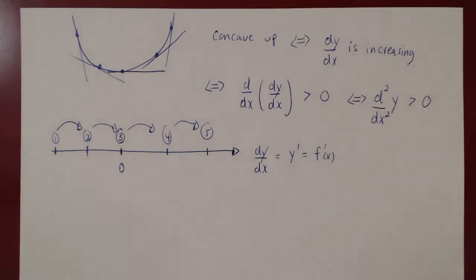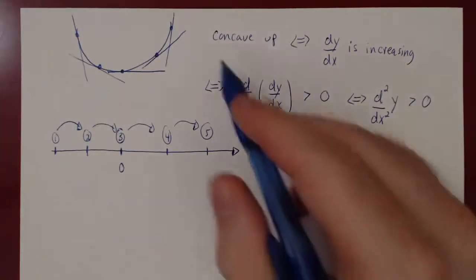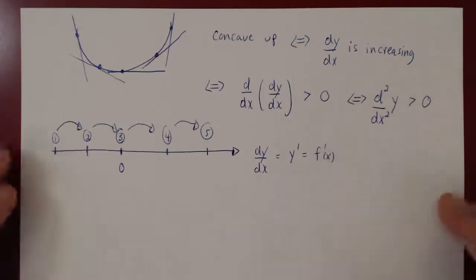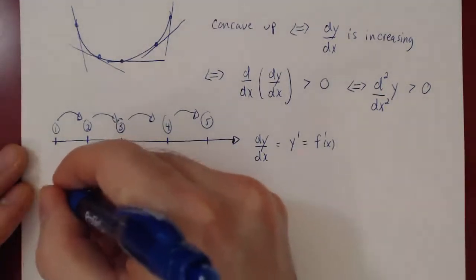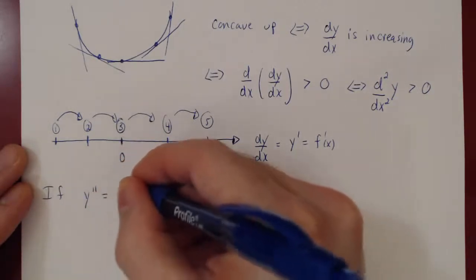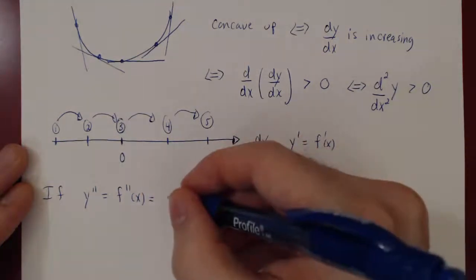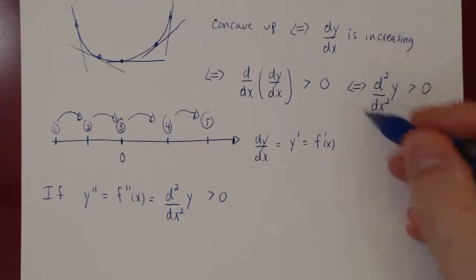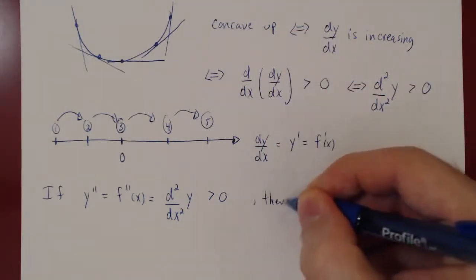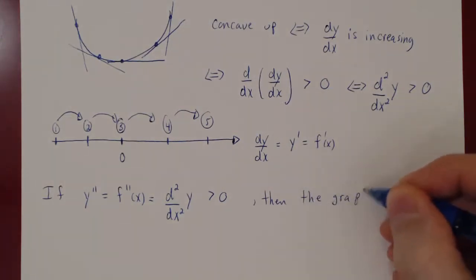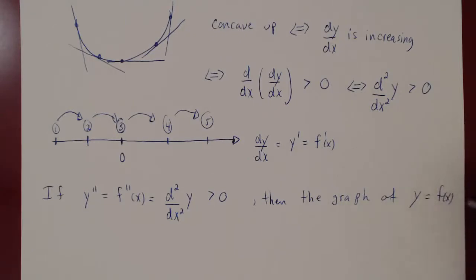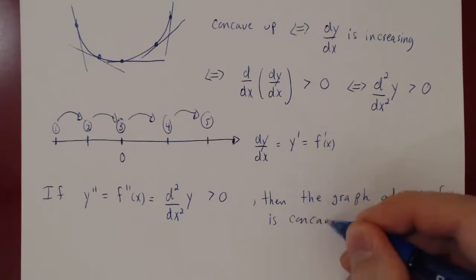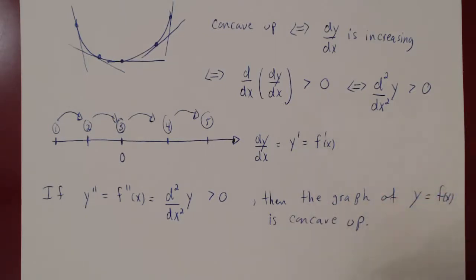And that's it. You see that now, if the second derivative of a function is positive, the curve has to be concave up. So concavity, at least concave up, is given by the second derivative. So if y double prime, which is the same as f double prime of x, which is the same as d squared over dx squared of y, is positive, the curve is concave up. And you see then that the second derivative gives you concavity. Well, I'll let you check for yourself.